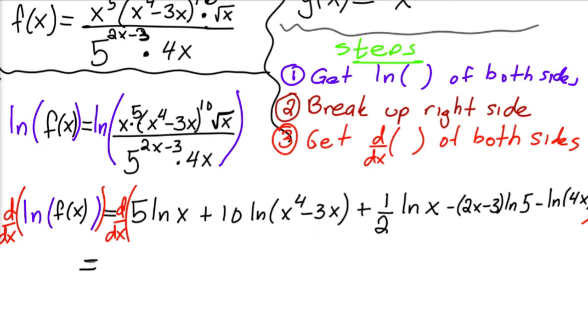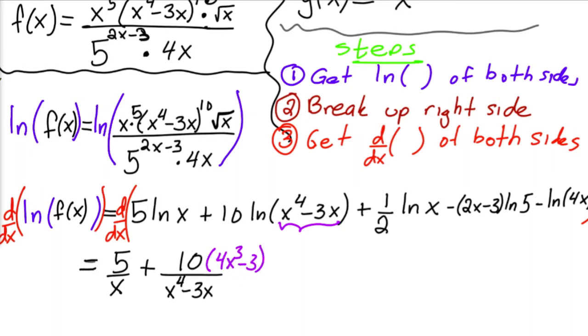So here, the derivative of 5 natural log of x, the 5 is the constant, stays the same, times the derivative of natural log of x, which is 1 over x, plus, this is going to be 10 times the derivative of natural log of all this stuff is 1 over the inside, x to the 4th minus 3x, times the derivative of the inside, which is 4x to the 3rd minus 3. So that's by the chain rule.